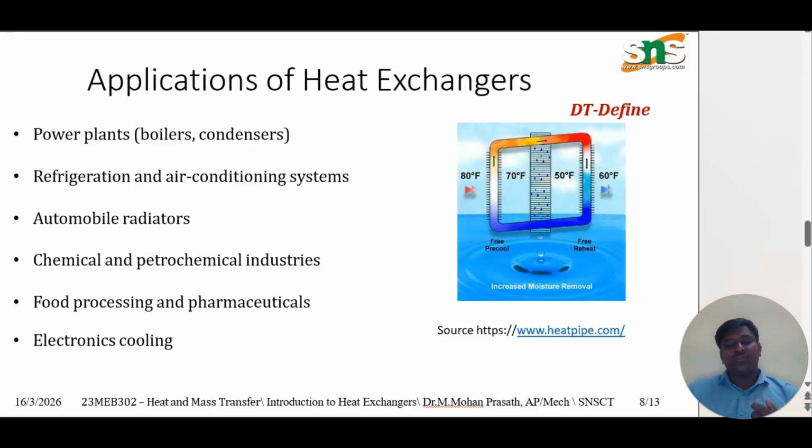Next, coming to the applications of heat exchangers, they are widely used in power plants, which involve boilers and condensers, refrigeration and air conditioning systems, automobile radiators, chemical and petrochemical industries, food processing and pharmaceuticals, and finally, electronic cooling.